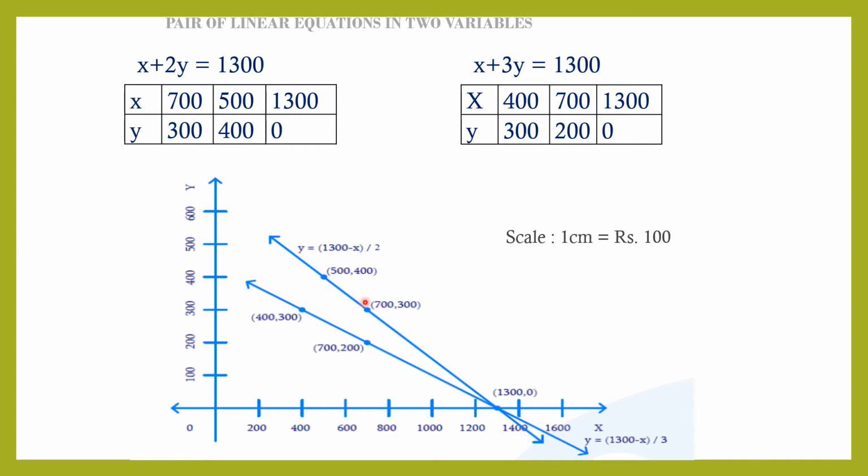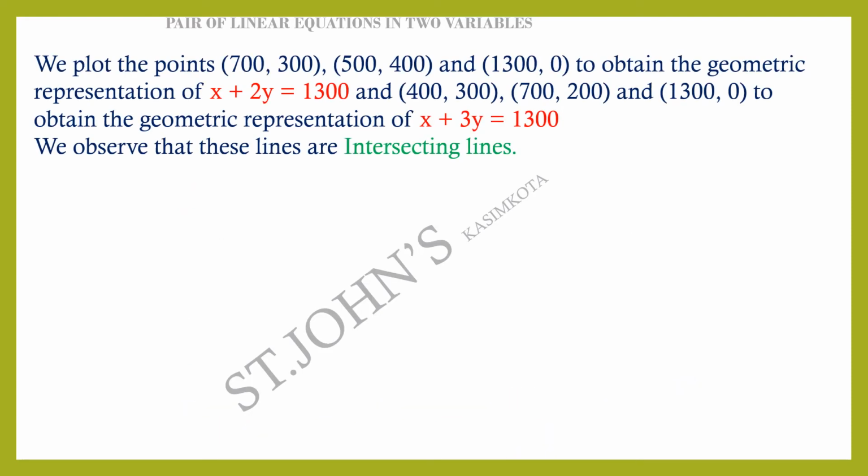These two are intersecting at a common point. The common point is 1300 comma 0. So the given equations are intersecting lines. After plotting the points, we get two straight lines, and these two meet at a common point. Very clear? Now we are going to the next point.